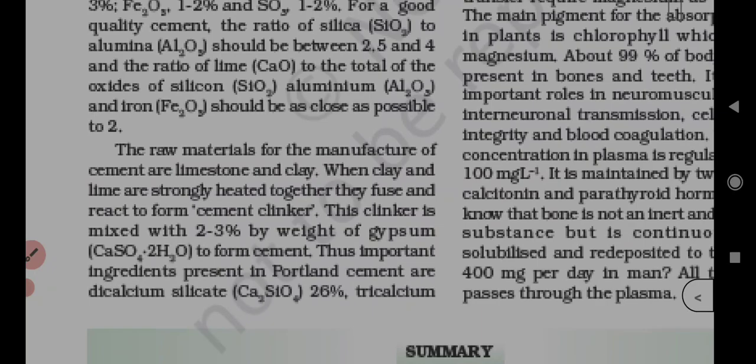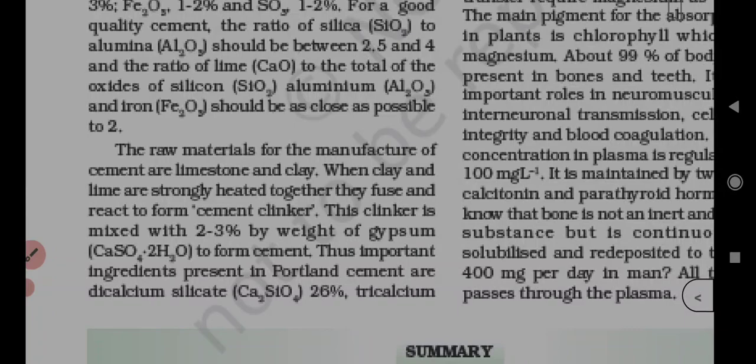The ratio of lime CaO to the total oxides of silicon SiO2, aluminium oxide, iron oxide should be as close to 2. So ratio of what? Of calcium oxide, lime, and all the oxides: silica, aluminium oxide, iron oxide Fe2O3, we are taking Fe2O3. So how much should it be? It should be 2 for a good cement.